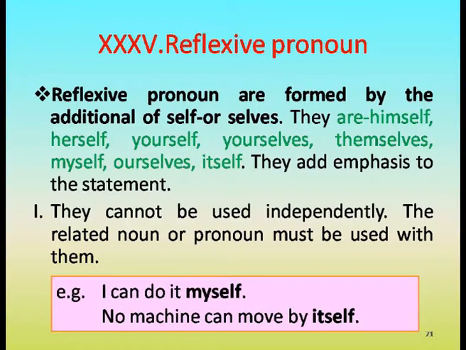Reflexive pronoun. Reflexive pronouns are formed by the addition of self or selves. They are himself, herself, yourself, yourselves, themselves, ourselves, itself. They add emphasis to the statement. They cannot be used independently. The related noun or pronoun must be used with them. I can do it myself. No machine can move by itself.